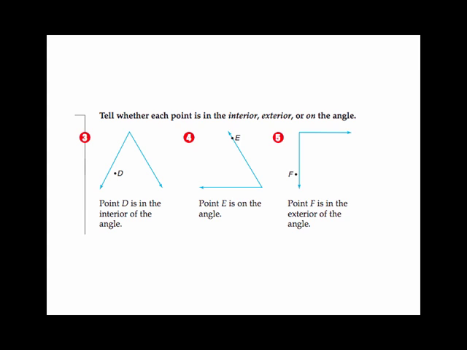Tell whether each point is in the interior, exterior, or on the angle. In problem 3, we see that point D is in the interior of the angle. In problem 4, point E lies on the angle. It can lie anywhere on the angle, including the vertex. Point F is in the exterior of the angle.